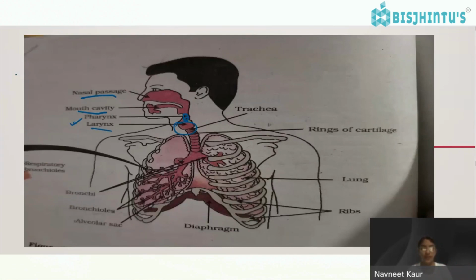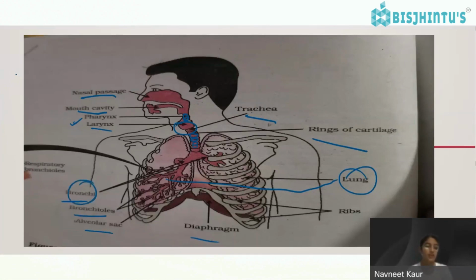Then we have the trachea. Rings of cartilage are there. These are the parts that we call rings of cartilage. We have lungs, a very important part. Here it is written as lung, but if we are drawing the diagram, because two lungs are there, we write lungs. Then we have ribs to protect the lungs from any injury. We have the diaphragm, and then alveolar sacs, bronchioles, and bronchi.